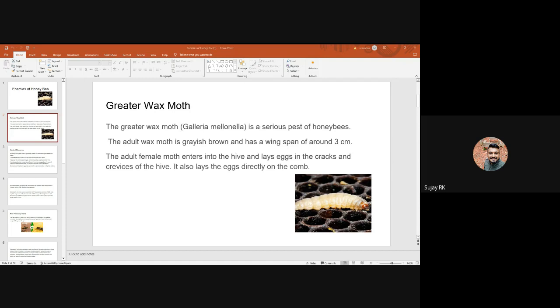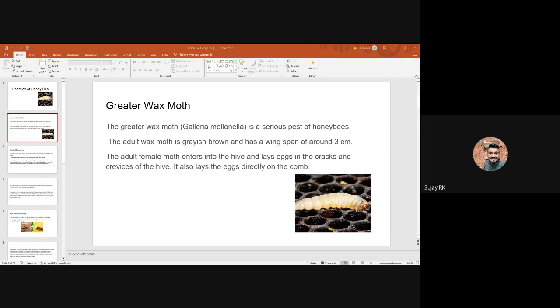So when it comes to the insect, within the insect, as I told, wasp. The greater wax moth is one of the serious pests of honeybee. Okay, so this wasp usually will be grayish brown in color, and it has wings. The one in the photo is actually in the larva stage. When it gets into the next stage, the wings will be around 3 centimeters.